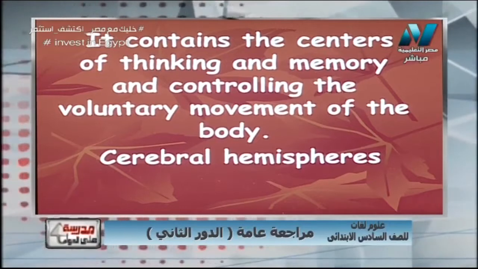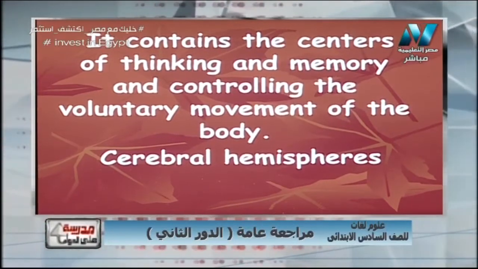So now let me revise with you what is the structure of the brain. نراجع مع بعض قبل ما نكمل الأسئلة تركيب البرين. عارفين كويس أوي إن البرين consists of three parts, بيتكون من ثلاث أجزاء, which are cerebrum أو اللي سميناها هنا cerebral hemisphere, cerebellum and medulla oblongata. So what is the function and what is the structure of each one of them? Let me revise with you all the structure of the brain.